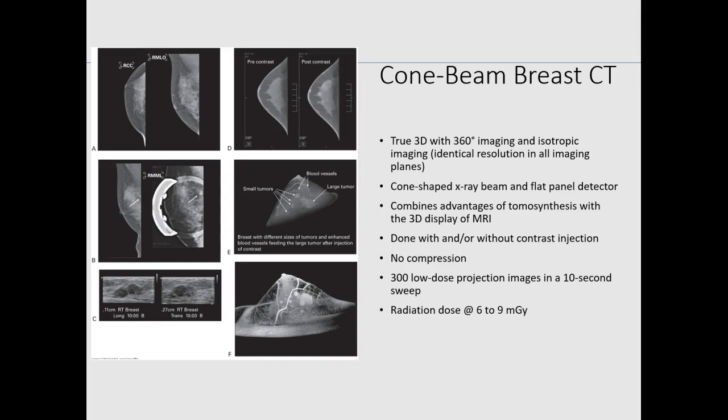Cone beam breast CT is a true 3D with 360-degree imaging. The way that this works is the lady lays on a table, her breast falls through an opening, and the CT scanner actually does a 360 rotation around the breast to make those exposures. It can be done with or without contrast. There's no compression. The breast just hangs there. It is low-dose projection images that are done in about a 10-second sweep. This too is a technology that is not in clinical use. It's mainly being used in academic centers.